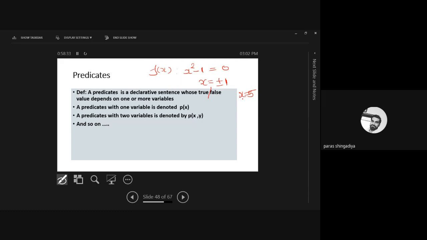Put x equal to 5, can we get 0 answer? So it will not be satisfied. Clear? For x equal to 5, it is not satisfied. So what is the meaning of x equal to 5? For x equal to 5, that represents the false value for that equation. X equal to 5 represents the false value for the equation x square minus 1 is equal to 0.